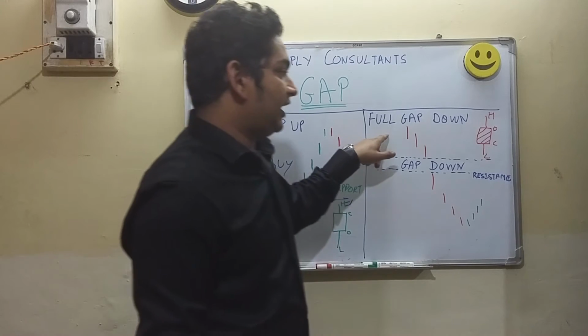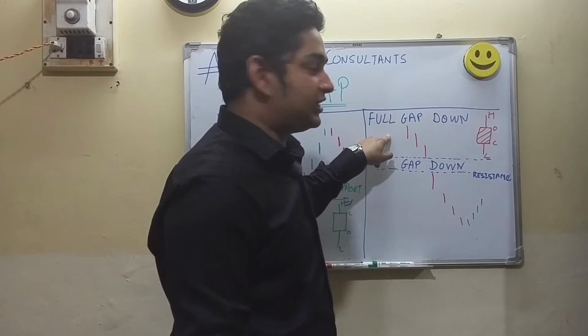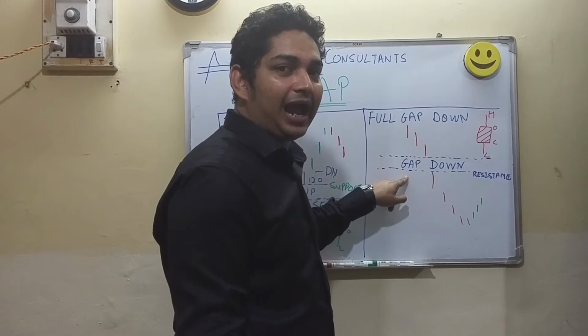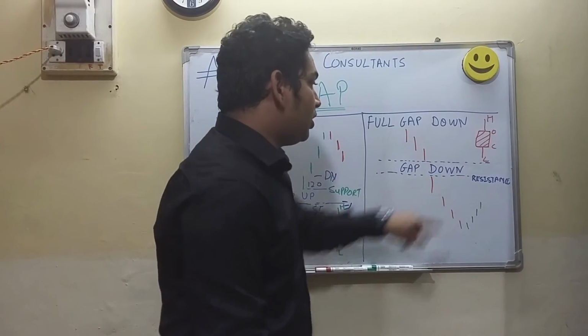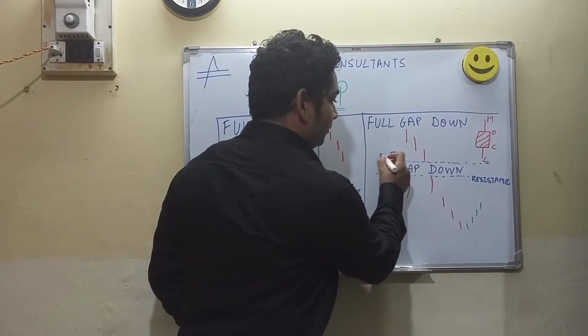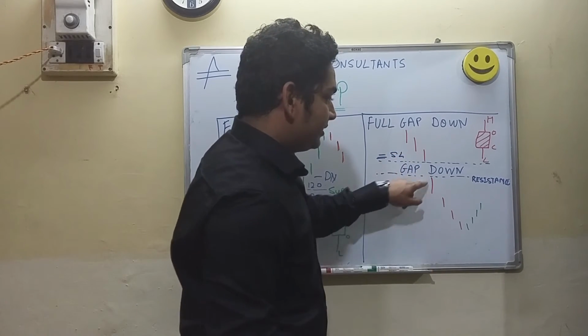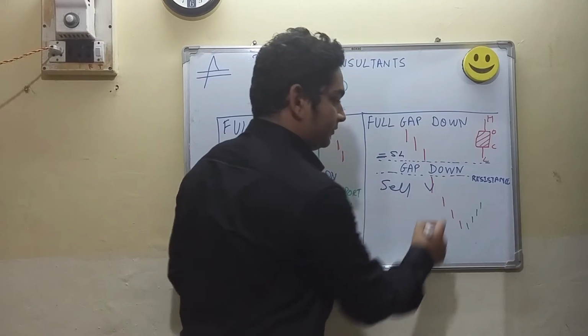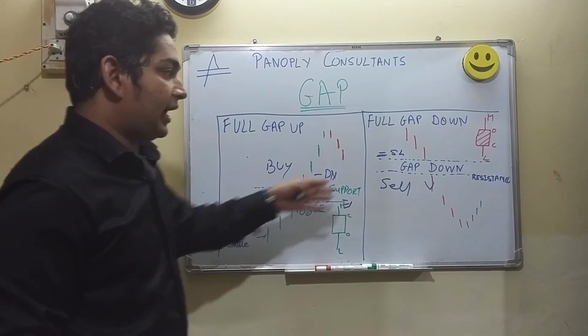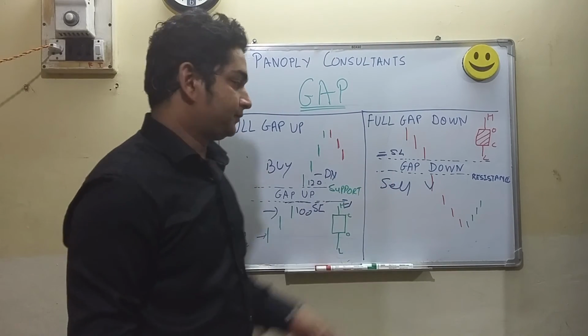The same situation will happen if the stock is on sell. When the market is in the downward direction, the gap will act as a resistance. So your stop loss for the sell call would be here, and the selling would take place from here. So we also have a basic strategy for buy and sell.